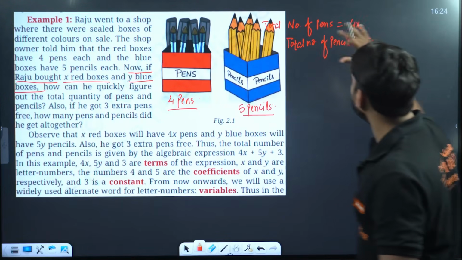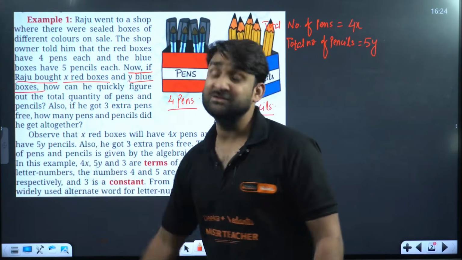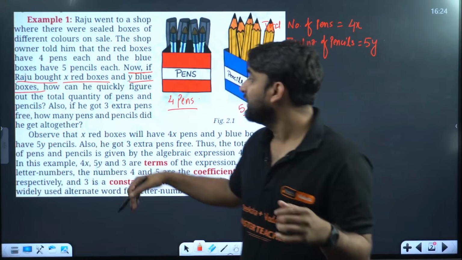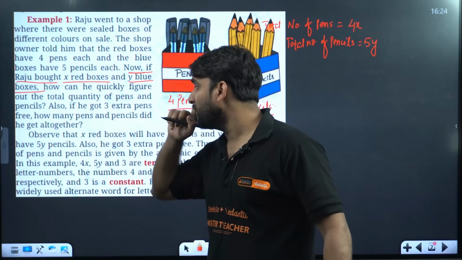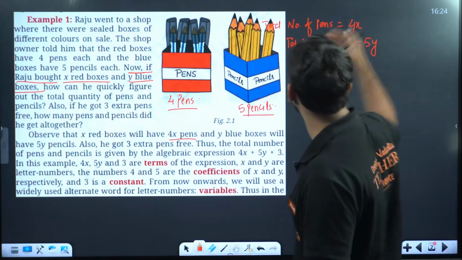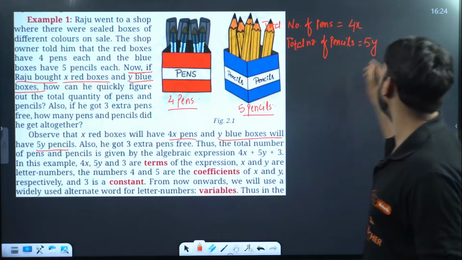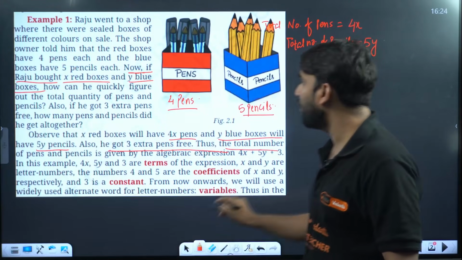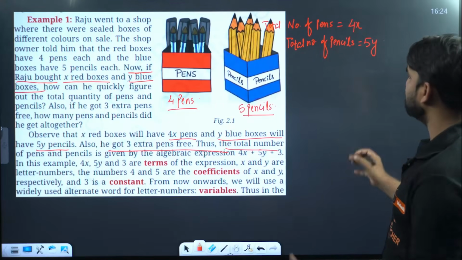Now again in this question, how can he quickly figure out the total quantity of pens and pencils? Let me add also that he got 3 extra pens free. The shopkeeper has given him 3 extra pens, just free, no cost. How many pens and pencils did he get altogether? Observe that X red boxes will have 4X pens, which we have already written here, and Y blue boxes will have 5Y pencils. Also he got 3 extra pens free. So how can we make an algebraic expression?